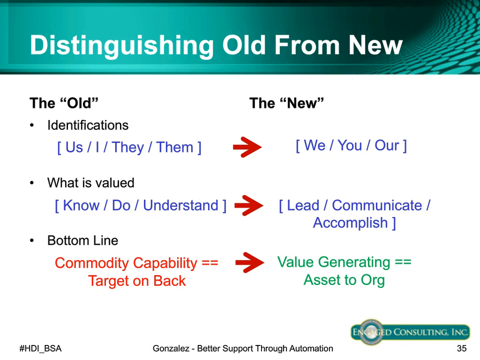But in the new view, we actually want to look at what are those things we can lead, communicate, and accomplish. If you stay stuck in the old view, I guarantee you that you're going to end up painting a target on your back and become somebody that can actually get outsourced, because somebody's going to turn that into a commodity capability and they're not going to be able to afford you. You'll lose the opportunity to play. By being a value-generating asset and continually focusing on how we generate value, you're becoming an asset overall to the organization and building yourself a longer-term future.